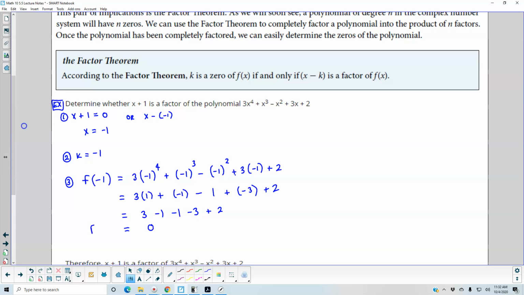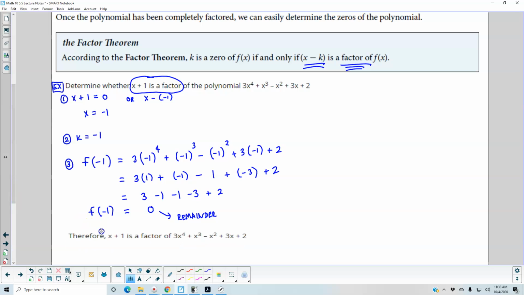Now, since we evaluated f of negative 1, meaning we plugged in the value of k and we got 0, which is our remainder, then the factor theorem tells us that x plus 1 is a factor of that polynomial, again because we got 0 as a remainder. So therefore here we can say that x plus 1 is a factor of this polynomial.